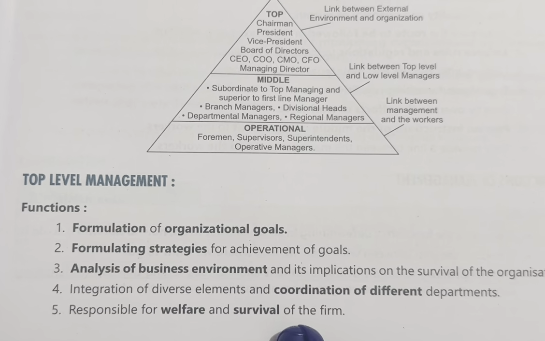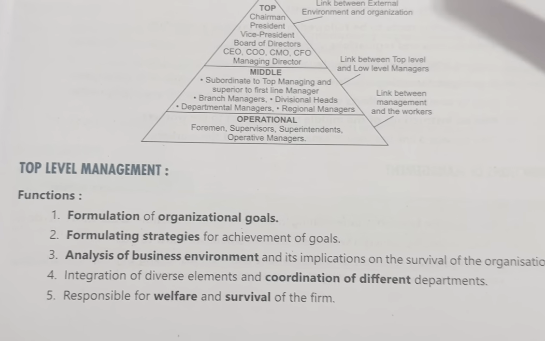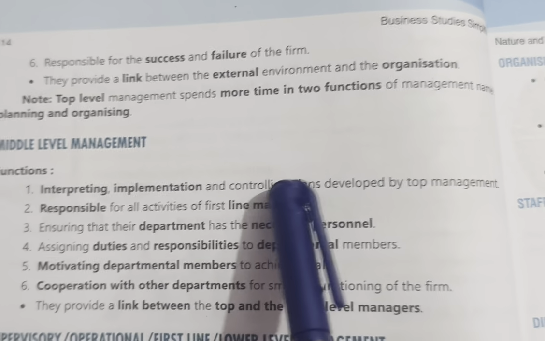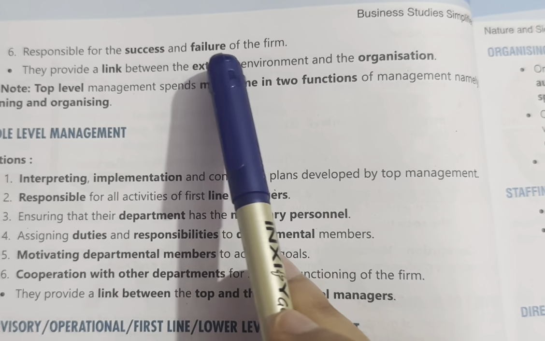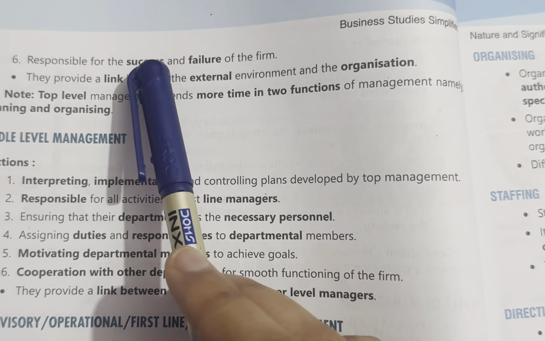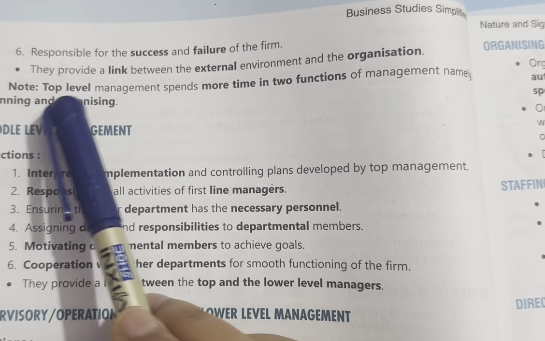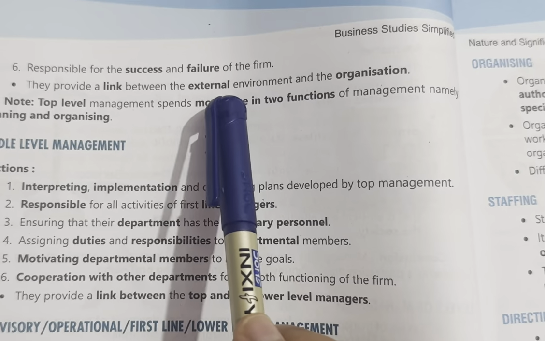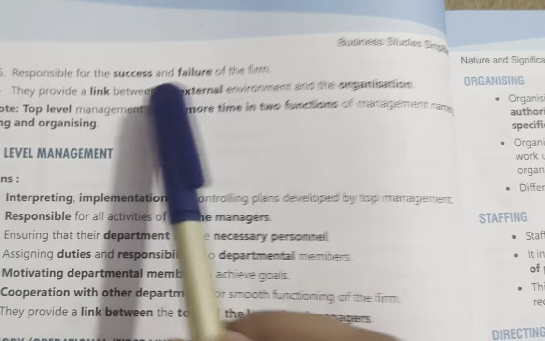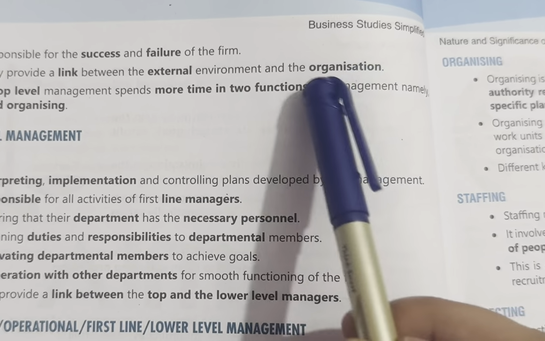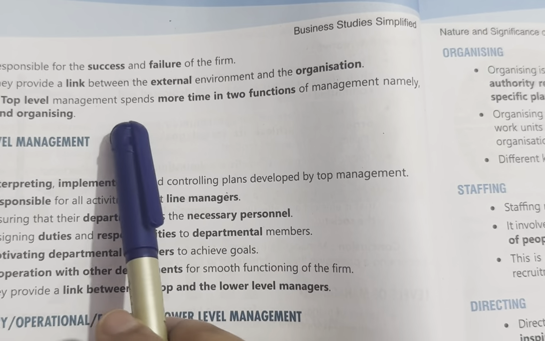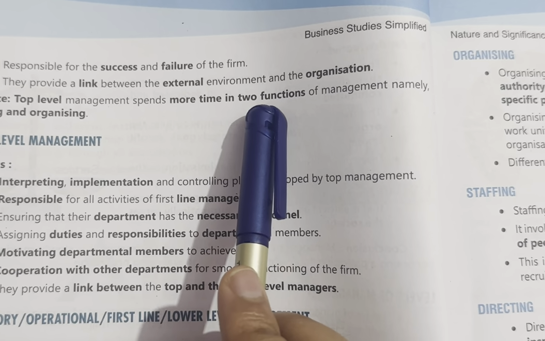Top level management is responsible for the welfare and survival of the firm, and for the growth and survival of the firm. Now the sixth is responsible for the success and failure of the firm. So top level management is responsible for the success and failure too. They provide a connection between the external environment and the organization. So top level management provides a link between the external environment, what is happening outside the business, and the organization.